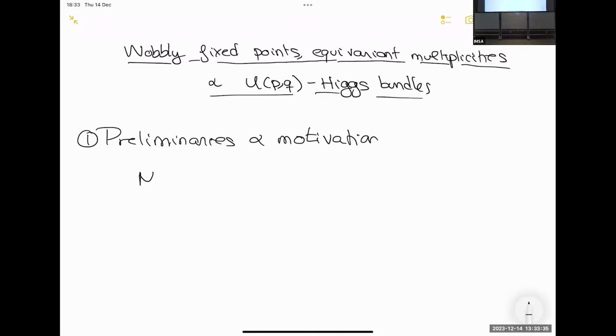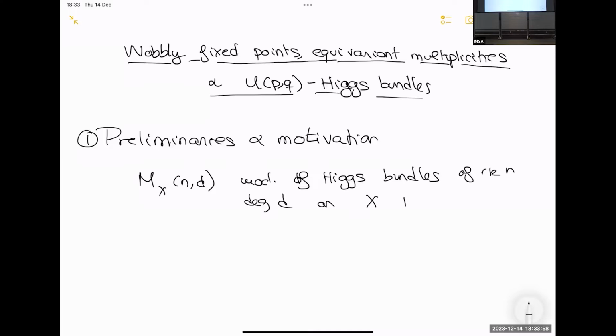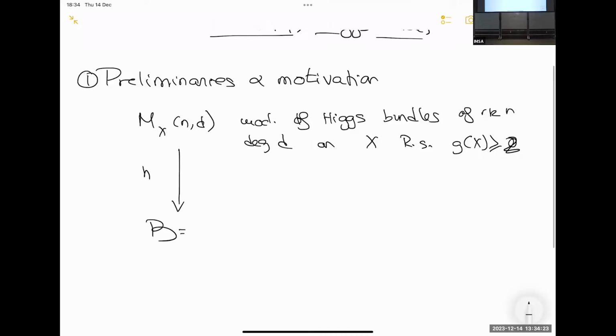I'm going to work on the moduli space of Higgs bundles that I'll denote by M, capital M. This is the moduli space of Higgs bundles of fixed rank n and degree d, on a Riemann surface X of genus at least 2. This is a scheme that has a very rich geometry, and one of the features that we've encountered in the past few days is the so-called Hitchin map, which maps to a vector space, an affine space.